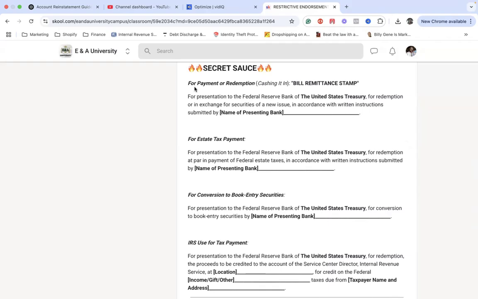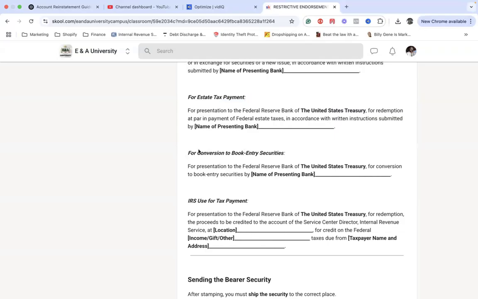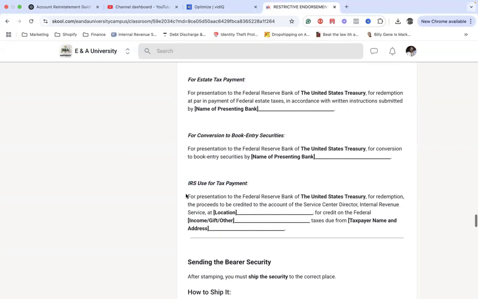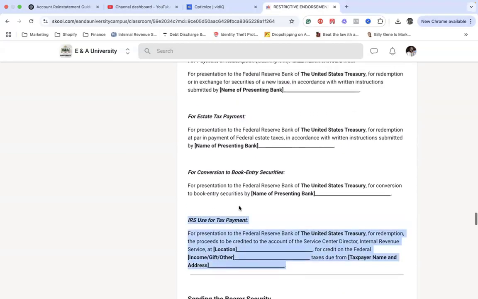So you have four endorsements. One goes to the United States Treasury, right? This is typically for bill remittance stamps. The other is specifically for estate taxes. Because the other one was to redeem for payments, and it's a redemption, and you're redeeming your instruments when they come in from the companies. This is for conversion to book-entry securities. And then this is for IRS use for tax payments. So these are four different stamps, guys, literally.